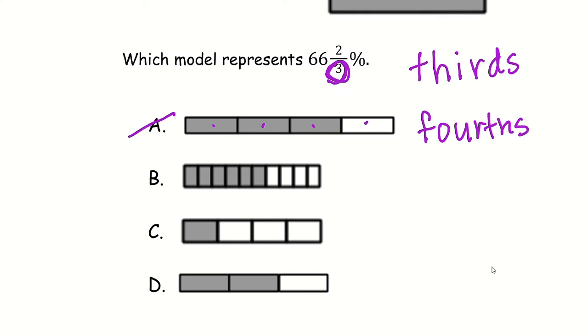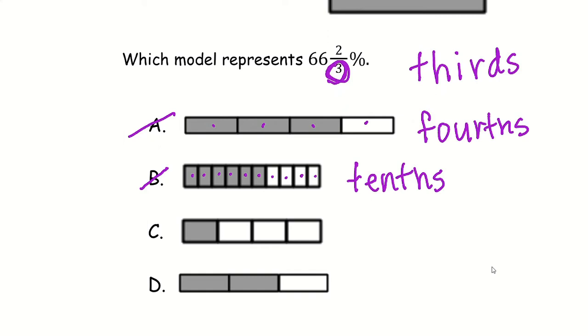Okay, this one, I'm going to count my pieces here. 1, 2, 3, 4, 5, 6, 7, 8, 9, 10. So this one's counting by tenths. I don't know that that's going to work. 3 doesn't go into 10 evenly, so I don't think that can be the one.